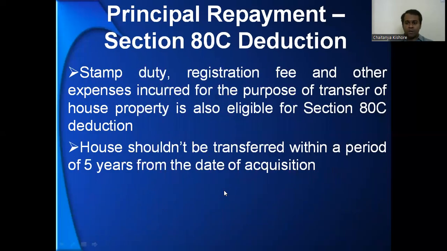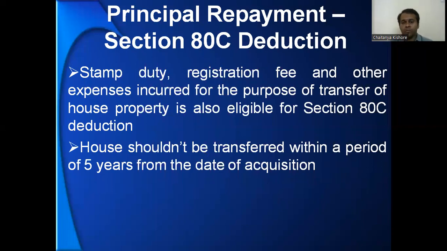Apart from the loan amount, at the time of purchase or construction of the property, you have to register the property in your name. For that purpose, you need to pay stamp duty and registration fees. Section 80C says that whenever you have paid stamp duty, registration fee and other expenses, you can claim this amount as deduction. There is no issue with regard to the concept, right?